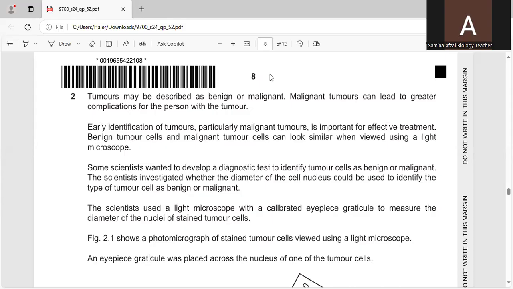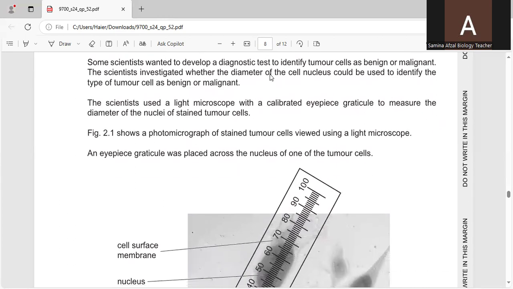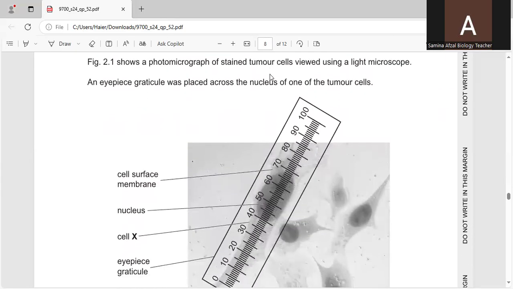Some scientists wanted to develop a diagnostic test to identify tumor cells as benign or malignant. The scientists investigated whether the diameter of the cell nucleus could be used to identify the type of tumor cells as benign or malignant. The scientists used a light microscope with a calibrated eyepiece reticule to measure the diameter of the nuclei of stained tumor cells. Figure 2.1 shows a photomicrograph of stained tumor cells viewed using a light microscope.